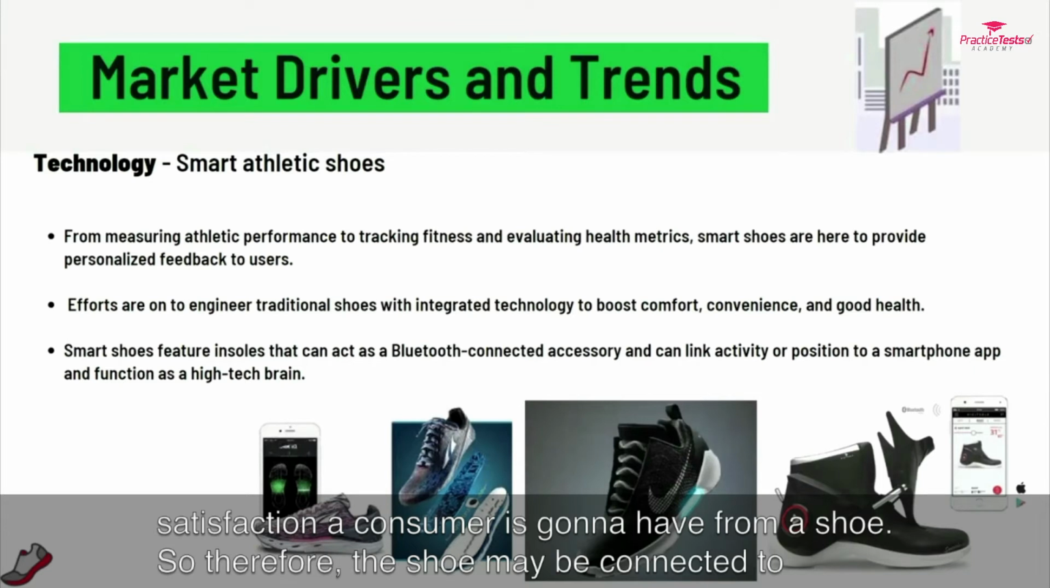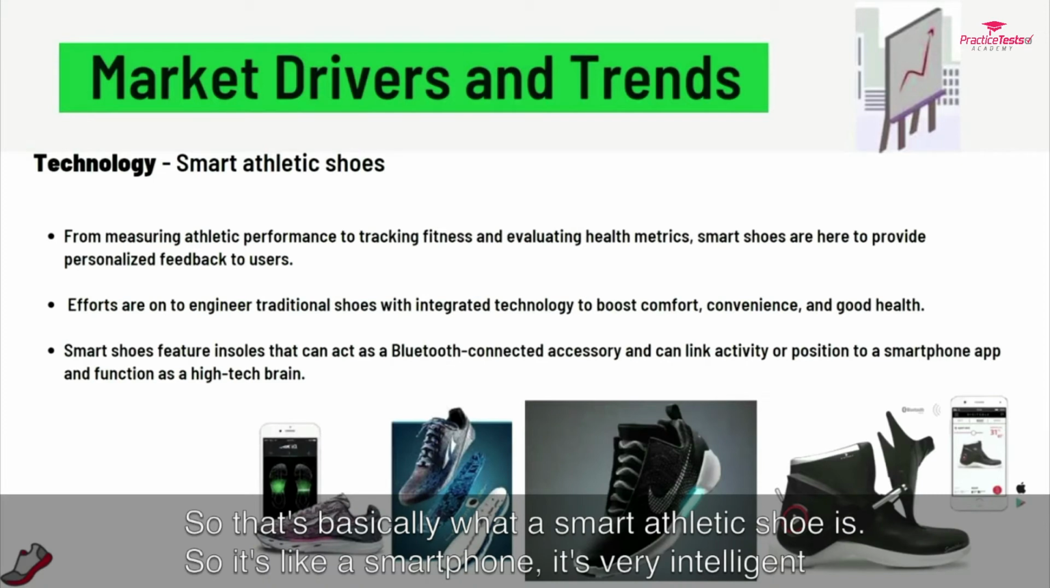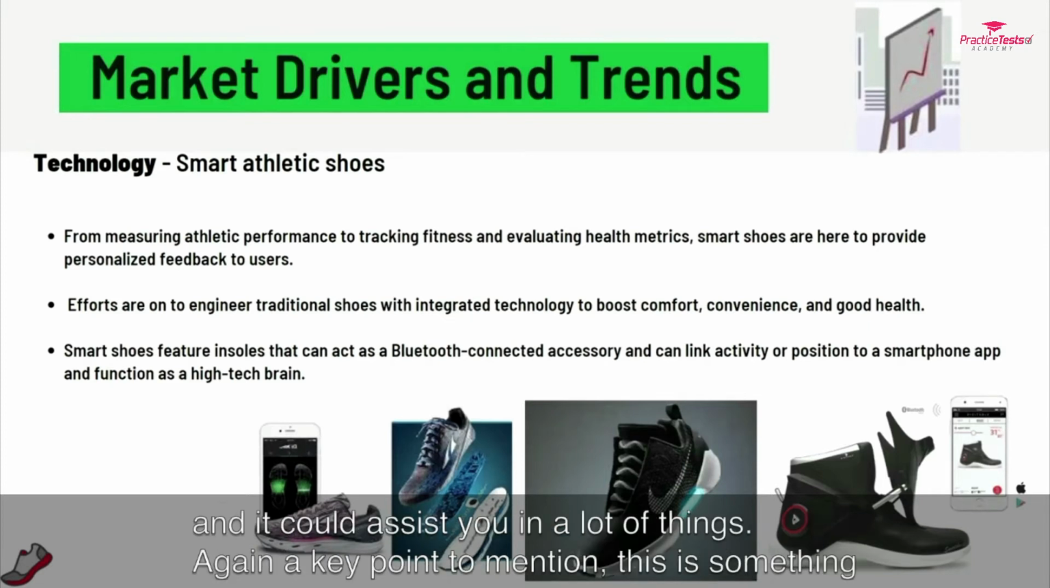So therefore, the shoe may be connected to Bluetooth, connected to your smartphone, and it acts as a very high-tech brain. So that's basically what a smart athletic shoe is. So it's like a smartphone. It's very intelligent and it could assist you in a lot of things.